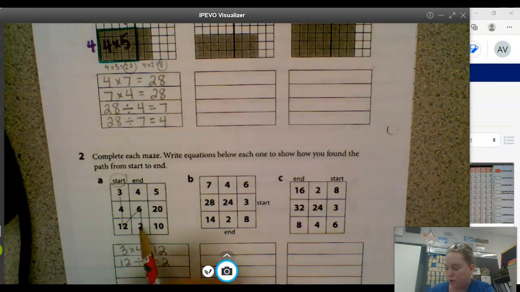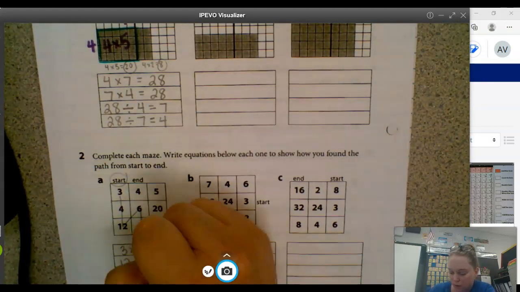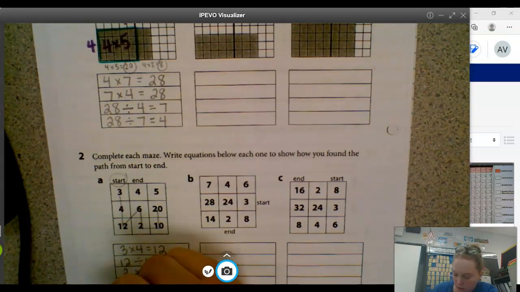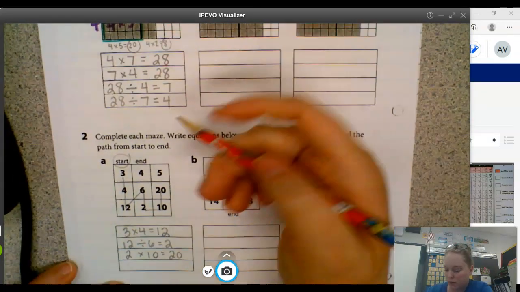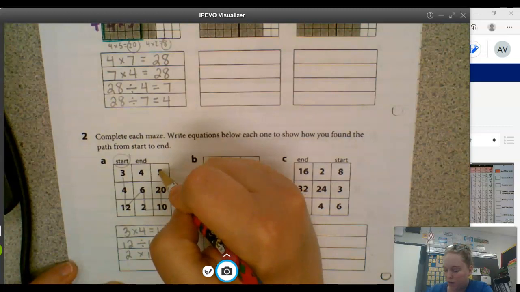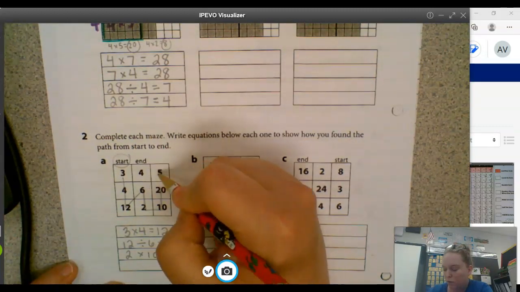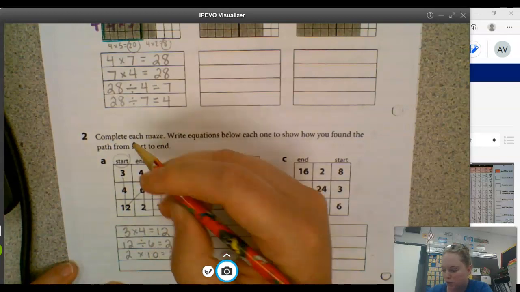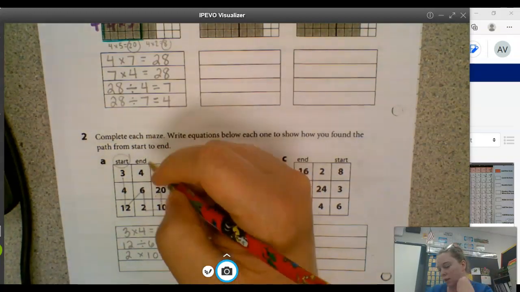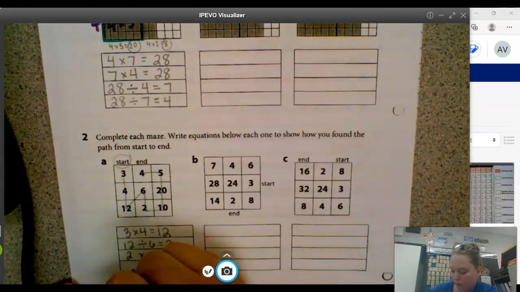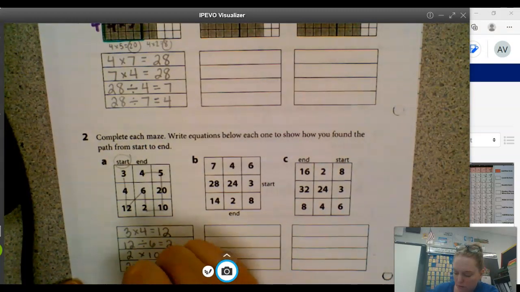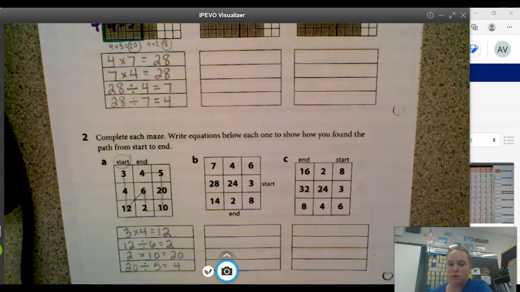Alright, now I'm at 2. Then I go to 2 to 10 to 20. Oh, I know 2 times 10 equals 20, so I'm going to go 2 times 10 equals 20. Alright, I'm almost there. So now I got 20, then 5, then 4. I know that 4 and 5, if you multiply them, that makes 20. So if I do the opposite, I'm going to say 20 divided by 5 equals 4. Okay, so that's how we solve that first maze.